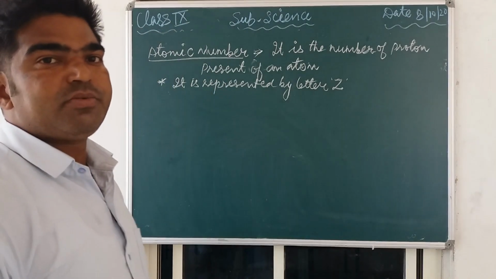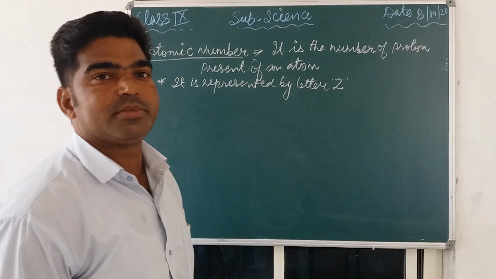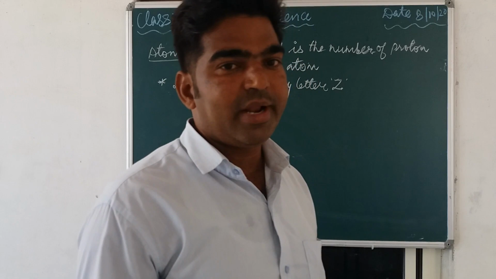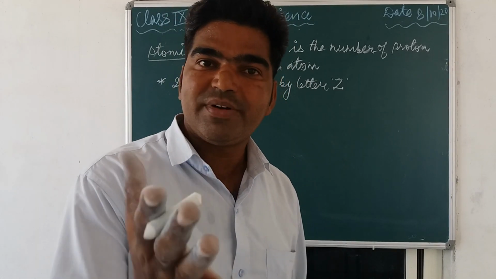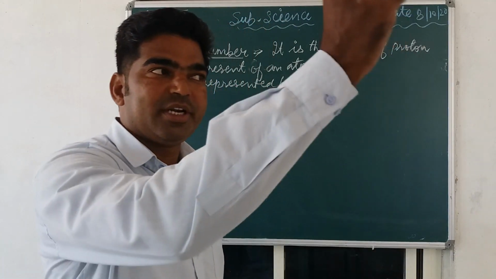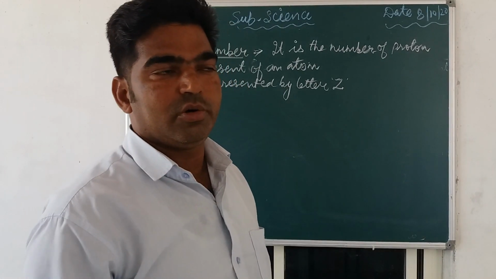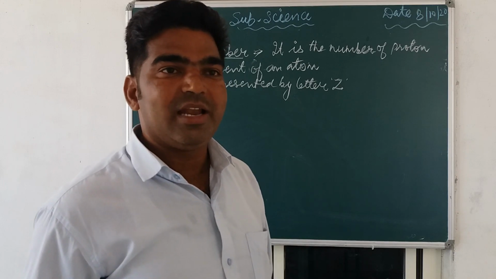So atomic number means what? It is the number of protons present in an atom. As we know, in an atom the protons are present in the nucleus. So whatever the number of protons, that is equal to its atomic number. Atomic number, that sequence-wise numbers that I already told you to learn from the beginning, the first 30 elements.